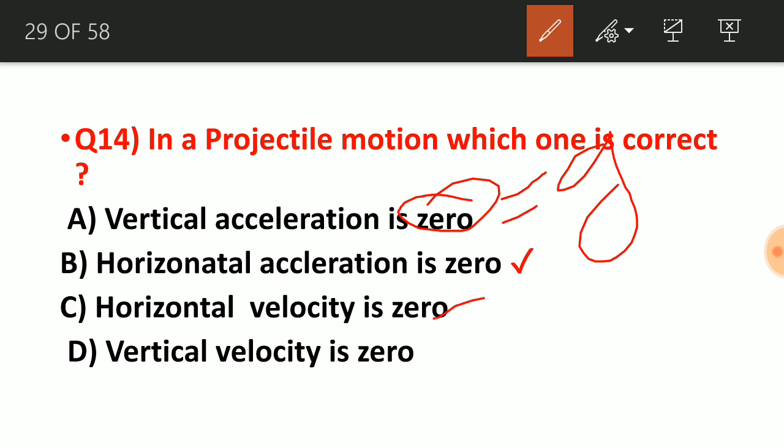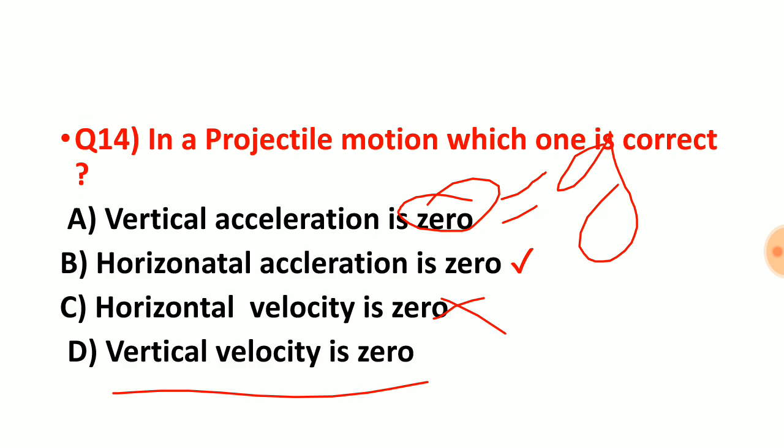Horizontal velocity is 0. This is not possible, because horizontal velocity is always constant. Vertical velocity is 0 only at the maximum height. So option choice B is the correct answer for question number 14.